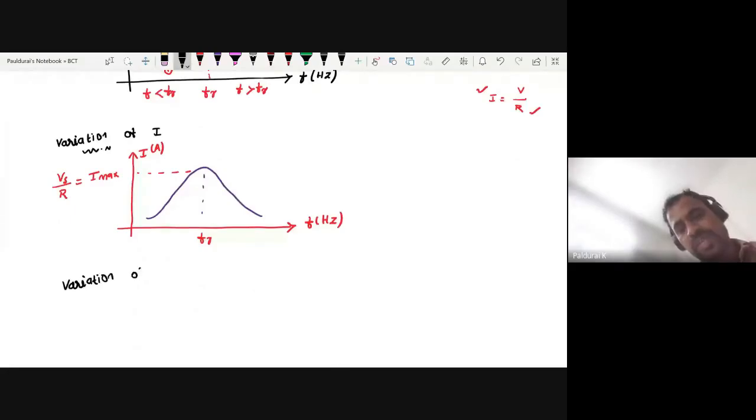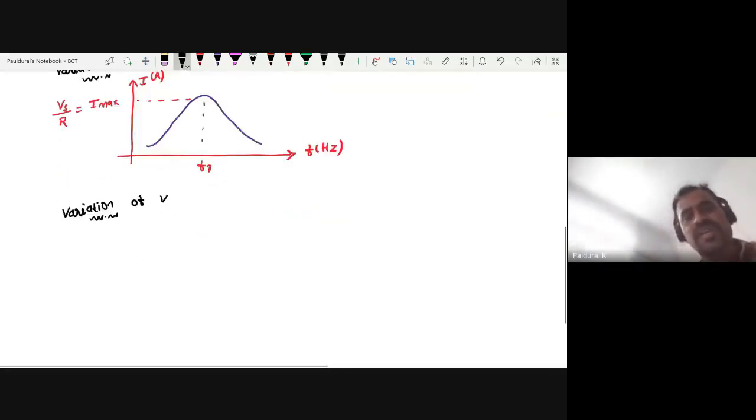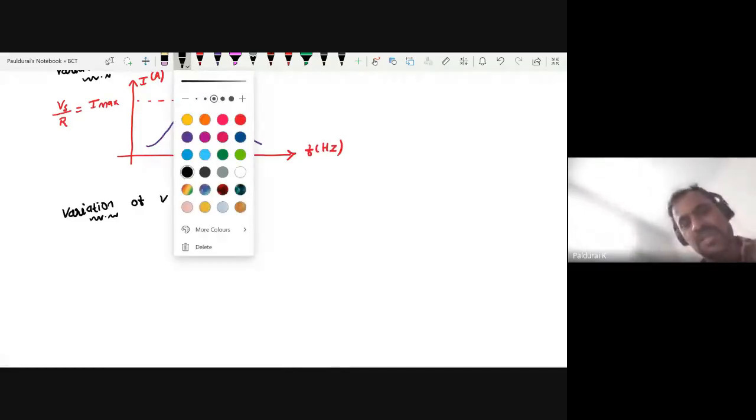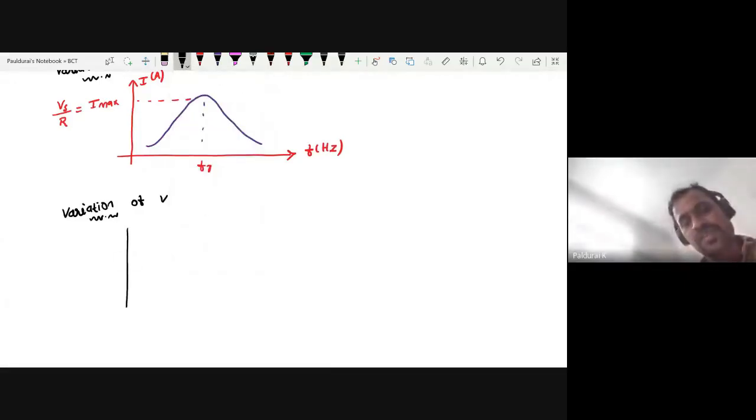Then we discussed the variation of voltage. Since it is a series circuit, we connected R, L, C in series. So what is the voltage drop across R? What is the voltage drop across L? And what is the voltage drop across C?